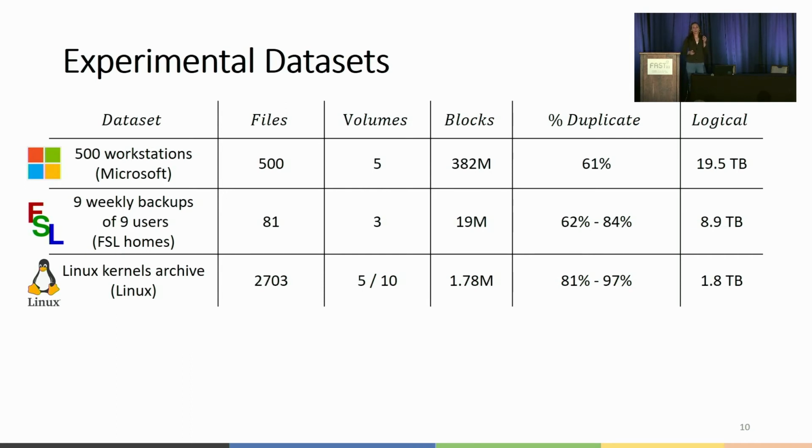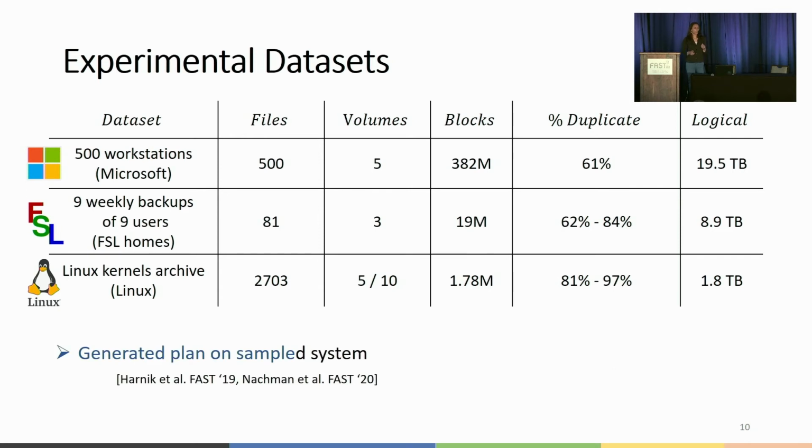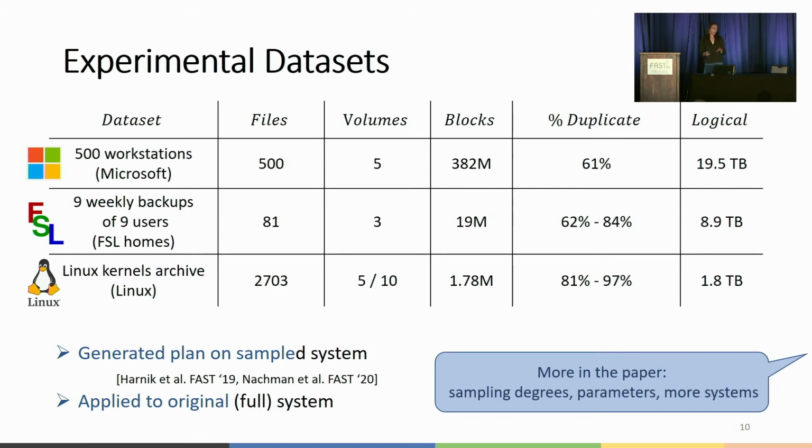Now, what we did is we created a sample from each of those datasets that takes into account only a subset of the fingerprint space. This is the same that was done in previous studies similar to this one. We generate the migration plan on this sample, but then we apply it to the full system, and the results are evaluated on the full system. So we did many experiments, of course, with many parameters and several more systems. I'll just show you 2 examples just to get the idea of what we learned.